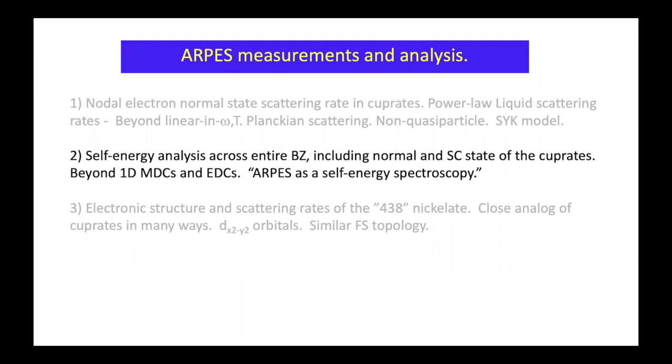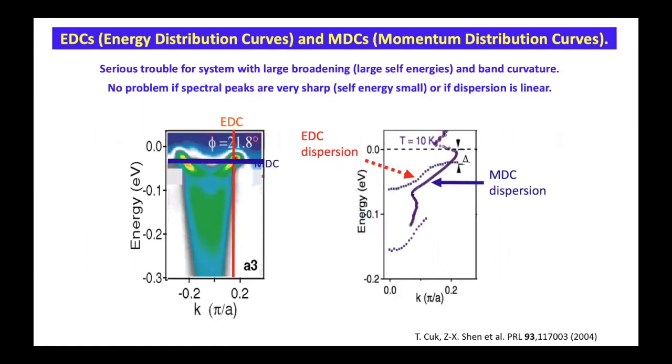So across the entire Brillouin zone, let's see, in the nodal data, dispersion was very linear. It's easy to do the analysis that we were discussing. As we move around the Brillouin zone, especially towards the antinode, the spectral dispersion gets no longer linear. There's a lot of curvature here. There's a lot of broadening. The self energies get large, and the community's had a hard time dealing with it.